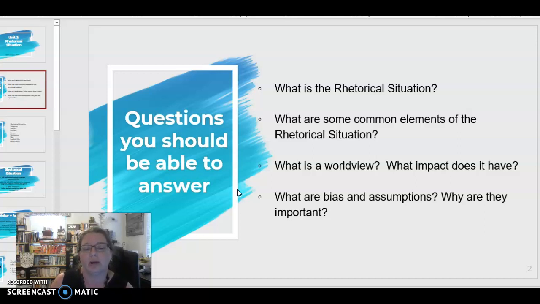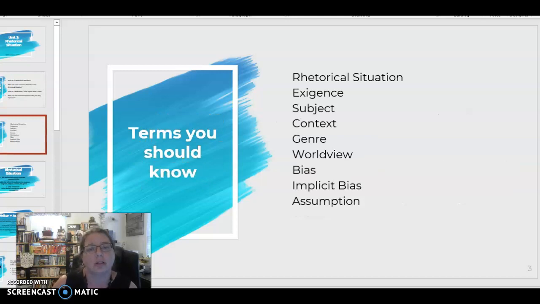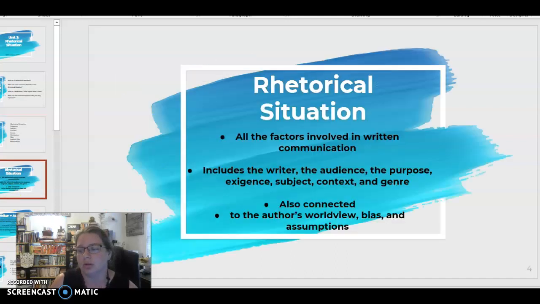What is worldview, bias, and assumption, and why are those things important? So these are the terms that you'll need to know by the end of the unit: rhetorical situation, exigence, subject, context, genre, and also worldview, bias, implicit bias, and assumption. So we're going to start by just talking about what is the rhetorical situation.